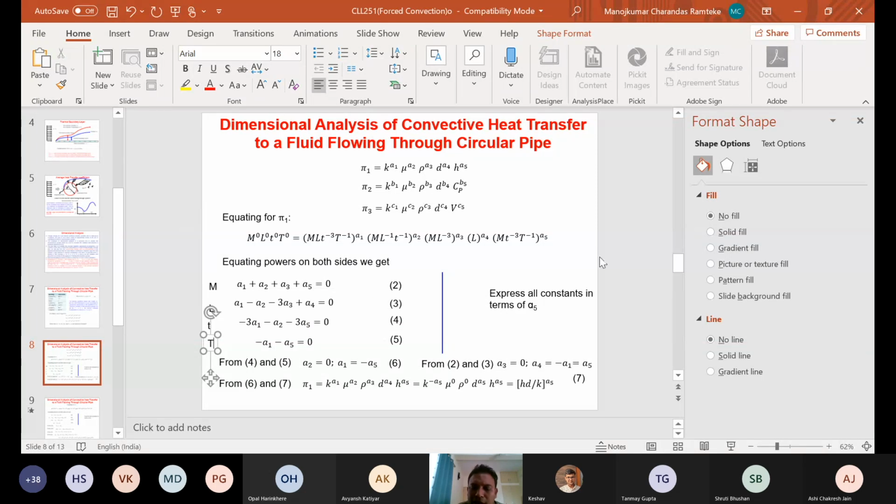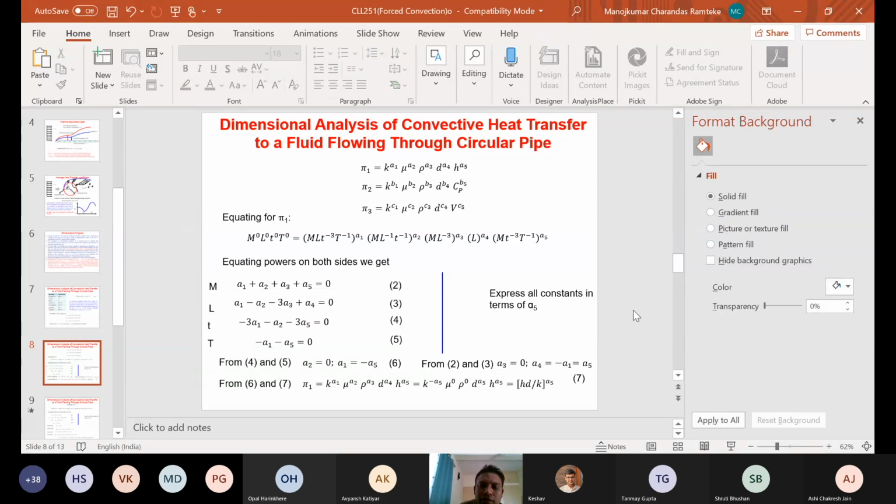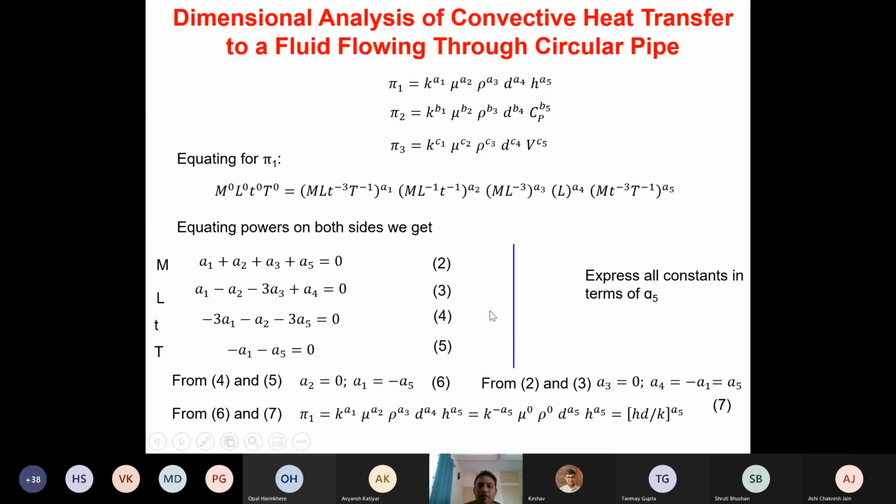So by equating the exponents, this is what we have obtained. Is it clear to everyone? Yes, sir. Okay, so now equations 2, 3, 4, and 5.